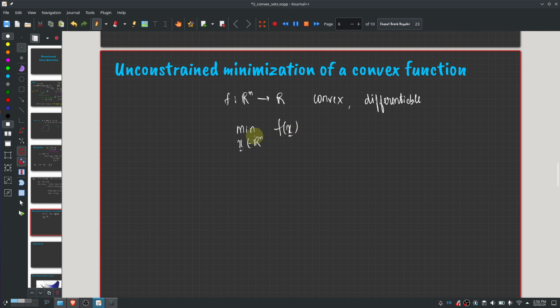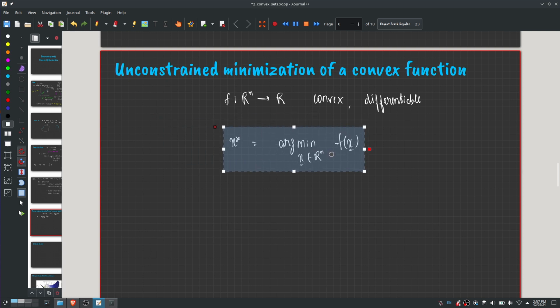Right. And if the function is differentiable, then just as in the one-dimensional case, let's say my goal is to find x star, which is that particular x which minimizes f of x. Then x star should be the one that essentially solves the gradient of f at x star equals 0.